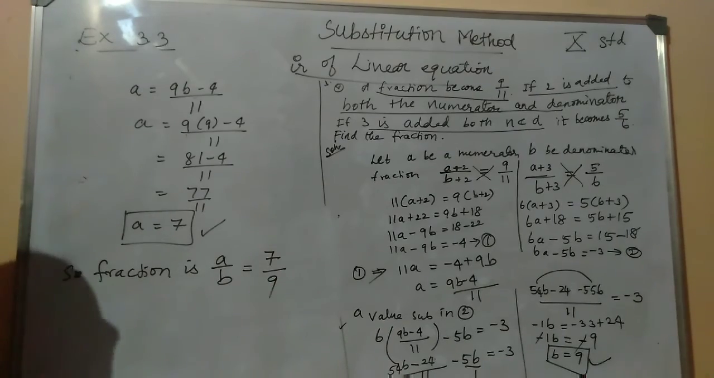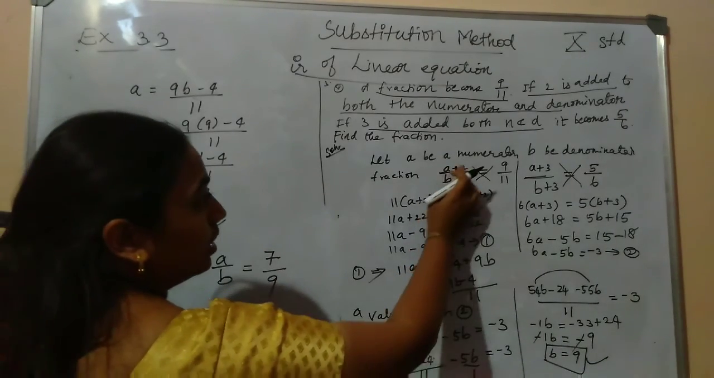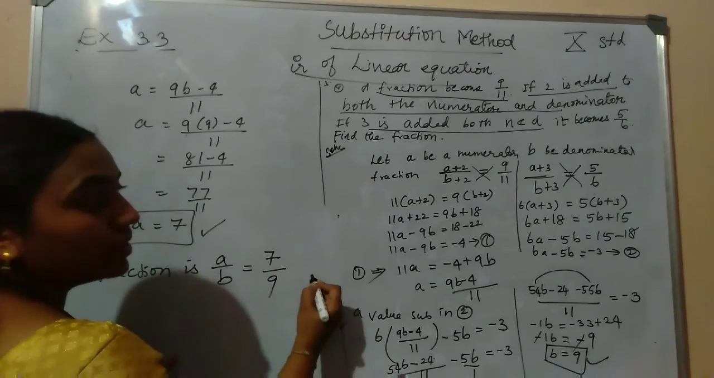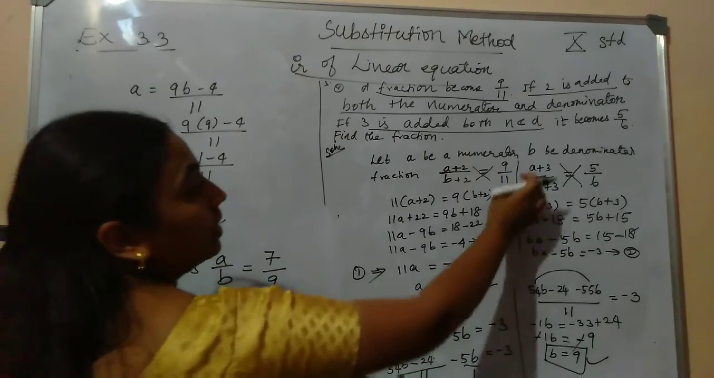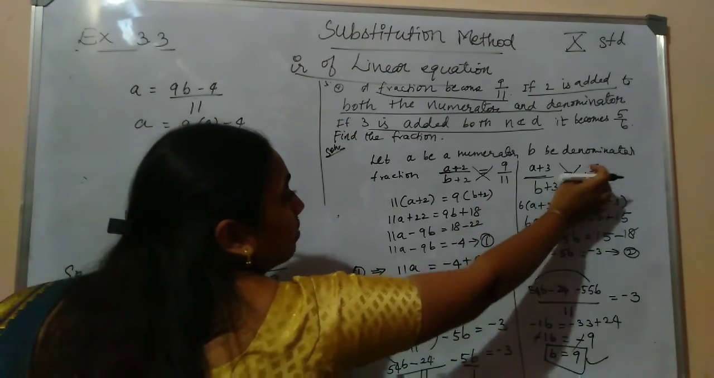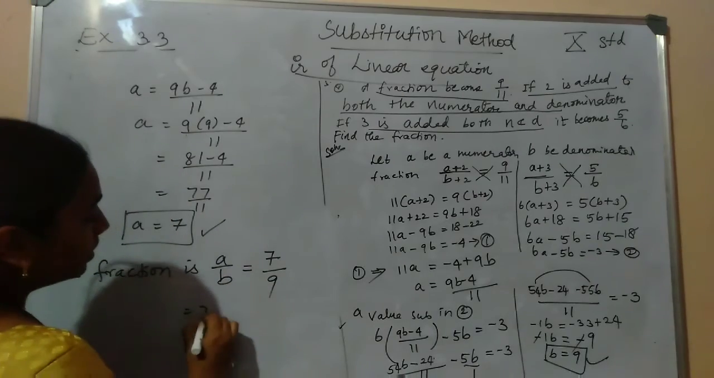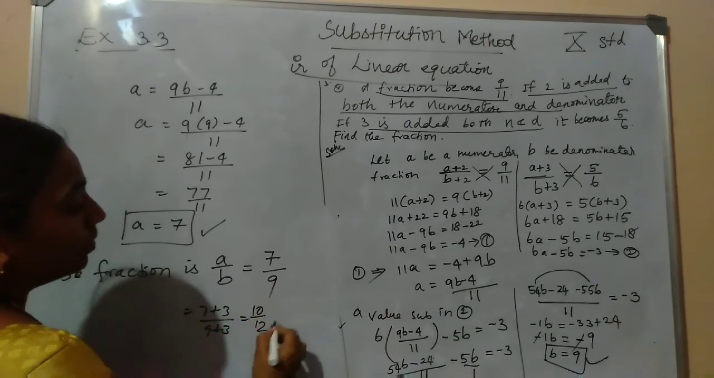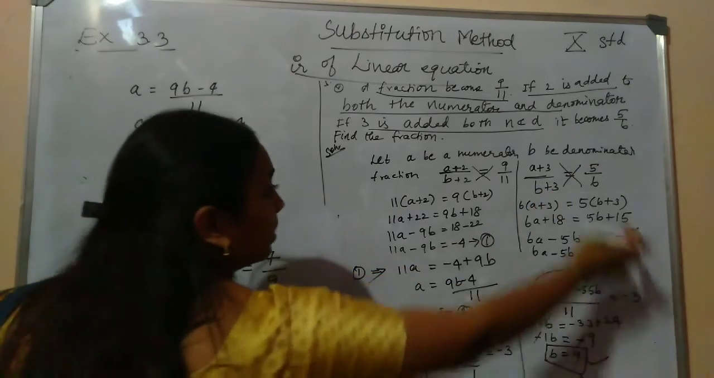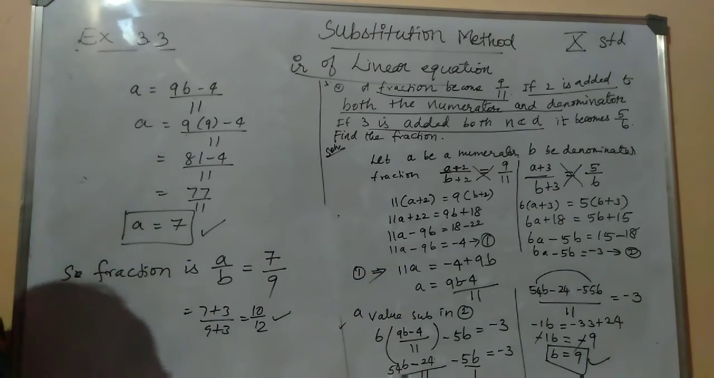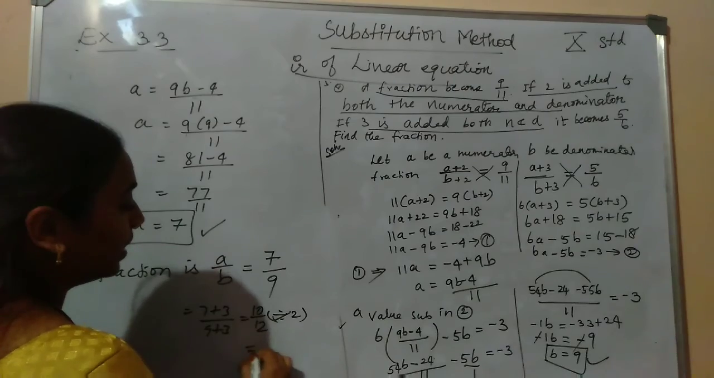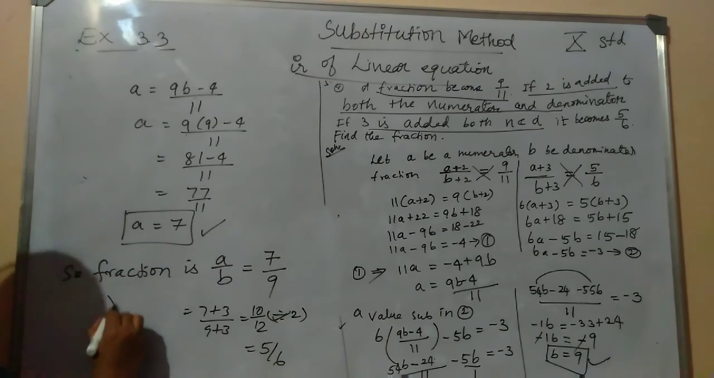Let us verify. In a by b, if you add 2, it becomes 9 by 11. 7 plus 2 means 9, 9 plus 2 means 11. Yes, it's correct. In a by b, if you add 3, it should become 5 by 6. So 7 plus 3, 9 plus 3, 10 by 12. Here 10 by 12 is 5 by 6. Is our answer wrong? No, it is the equivalent fraction. Just divide by 2, we can get 5 by 6. Understand, children?